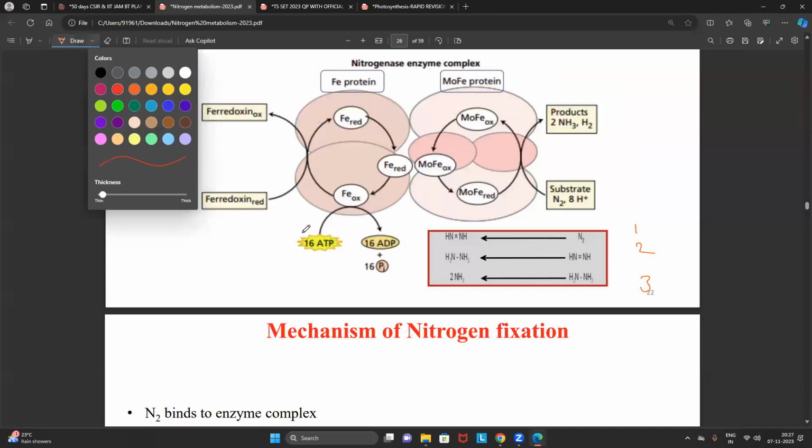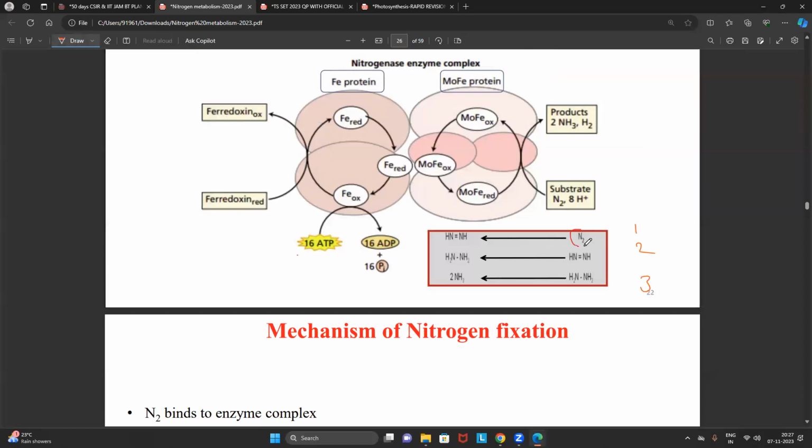Okay. Now you listen to me. N2 is getting converted to NH double bond NH. That also we will expect in the exam. Then, first step, NH double bond NH is converted to NH2 NH2. Then the final step, NH2 NH2 is converted into NH3. You got that. Now there are 3 steps.